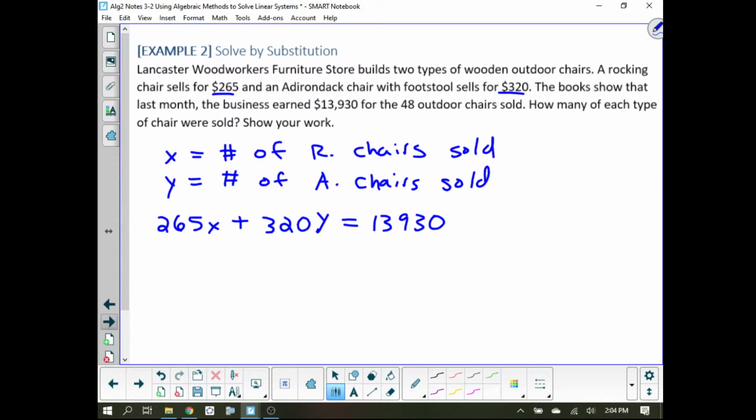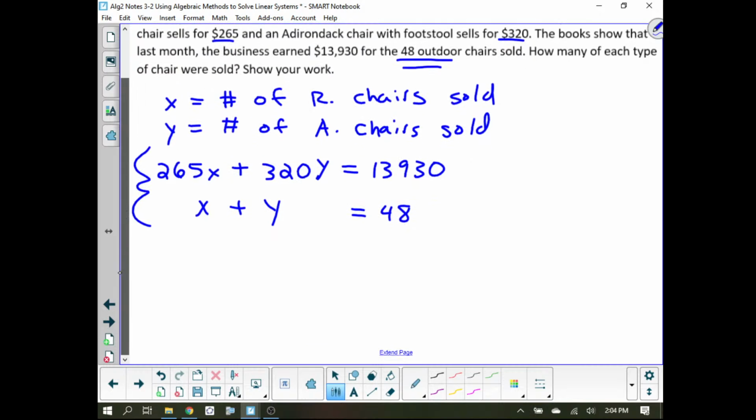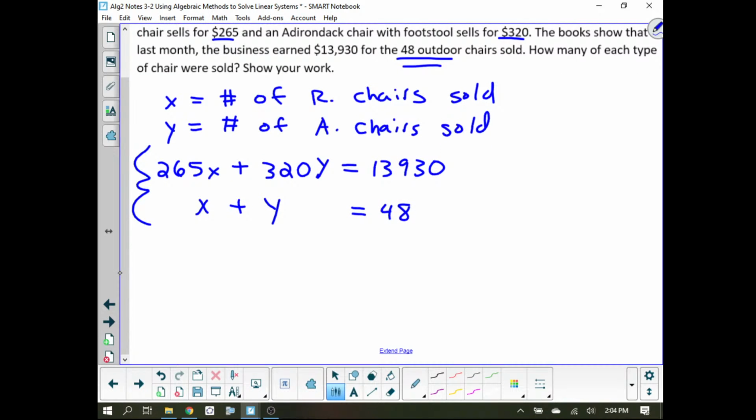Now, we can't solve for the number of chairs here because we have two variables and only one equation. So we need a second equation, and that one has to deal with the total number of chairs. Total number of chairs is 48. What expression represents that? x plus y. This is our system of equations. We have two equations with two unknowns. So, anytime you're solving a system, the number of unknowns needs to equal the number of equations if you want to get a single solution out of it.